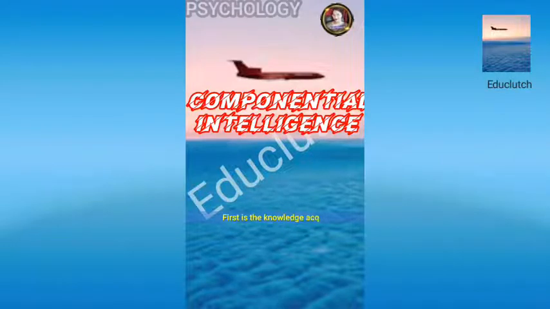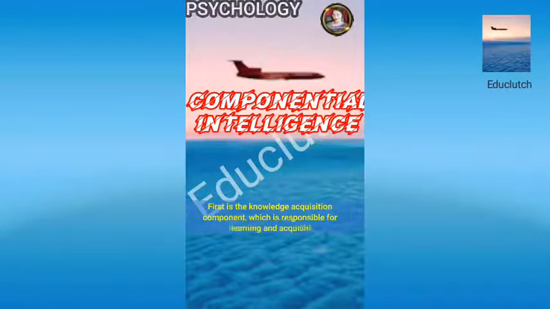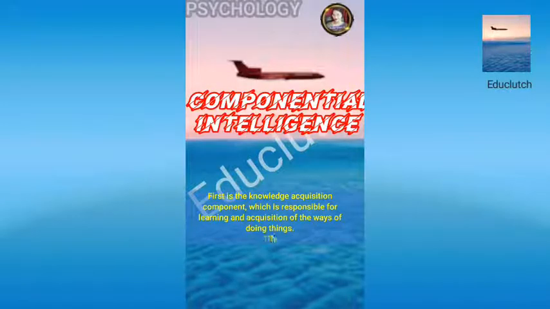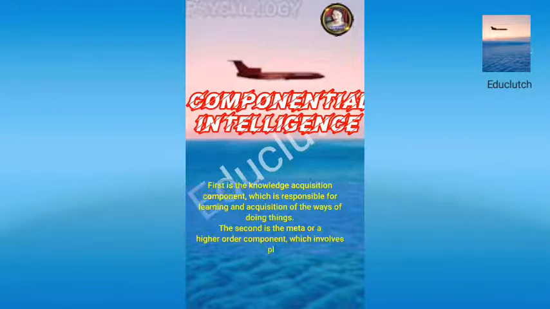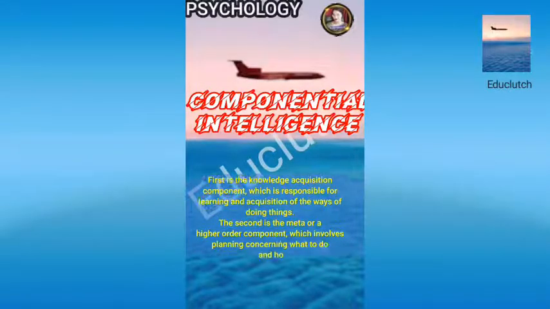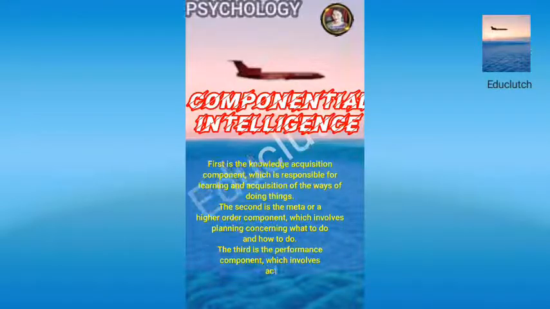First is the knowledge acquisition component, which is responsible for learning and acquisition of the ways of doing things. Second is the meta or higher order component, which involves planning concerning what to do and how to do. Third is the performance component, which involves actually doing things.